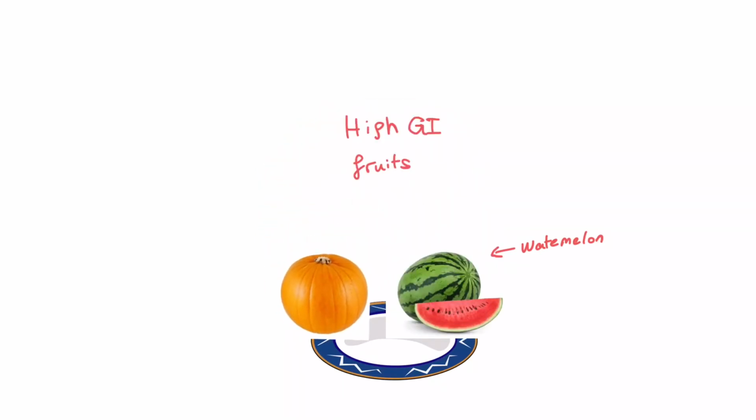Another example of a high GI food is pumpkin. Now, that's not very common, but it's just to put that in your mind. And there's plenty more, but this is the general idea of what contains high GI. Okay, so let's now move on to the breakfast food groups for glycemic index.